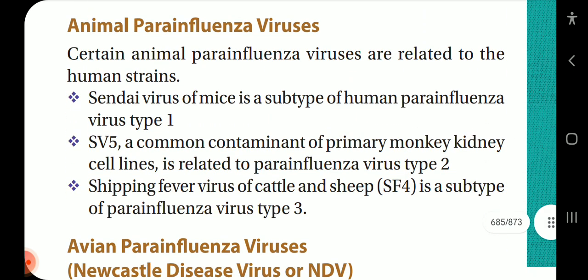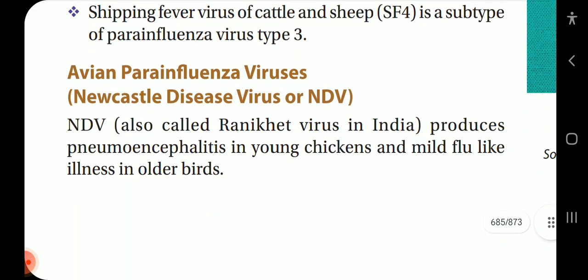Now, the animal parainfluenza viruses. Certain animal parainfluenza viruses are related to the human strains. Sendai virus of mice is a subtype of human parainfluenza virus type 1. SV5, a common contaminant of primary monkey kidney cell lines, is related to parainfluenza virus type 2. Shipping fever virus of cattle and sheep, SF4, is a subtype of parainfluenza virus type 3.